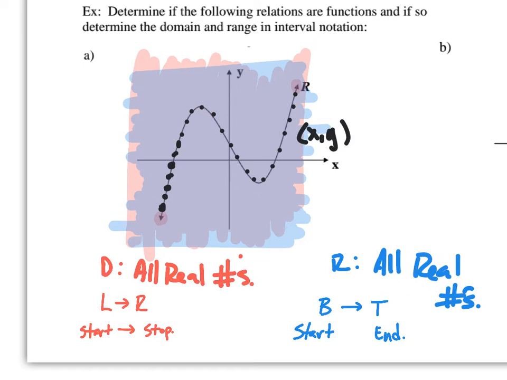Same thing with my domain. Those are my x values. On this graph, at every point on this graph, I have an x value, and I'm describing where those x values exist. Those x values would be all real numbers because we go down to negative infinity and positive infinity. So this graph will contain every single x value and every single y value.